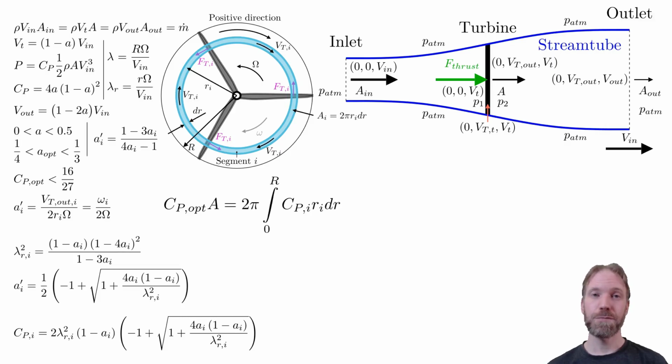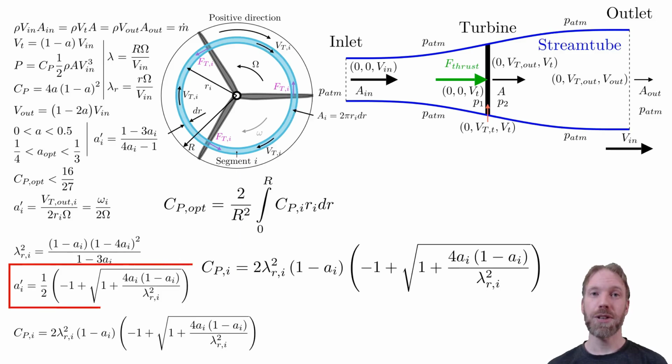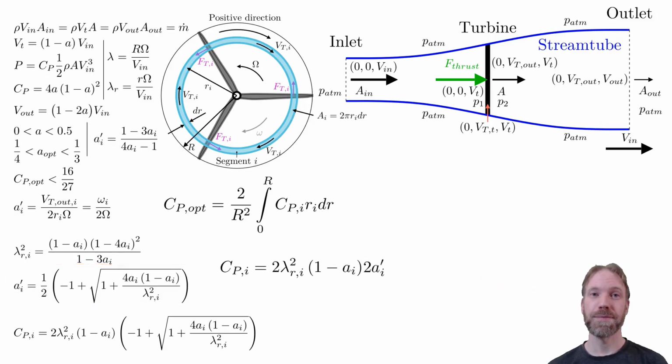Divide by the area. The turbine area is pi r squared. Cancel pi. Use the expression for the power coefficient of the segment. We note that the parenthesis is 2a prime. Combine these two.